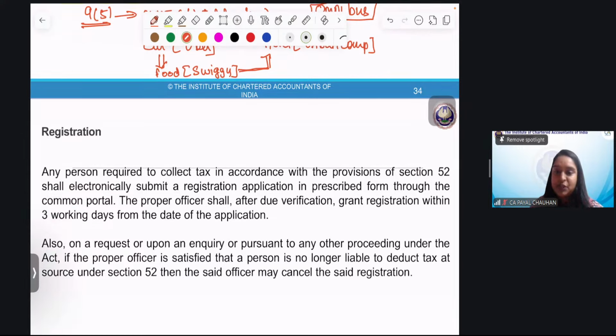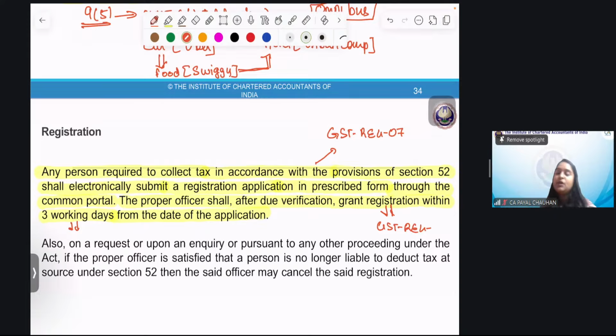Now we have registration. TCS not for this. Perfect. Now we'll do it. Any person required to collect tax in accordance with the provision of Section 52 shall electronically submit a registration application in the prescribed form through the common portal. Here also the same. GST REG-07, same form, right? Then through the common portal, the proper officer shall, after due verification, grant the registration within 3 working days from the date of application.